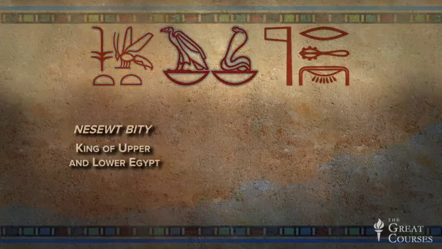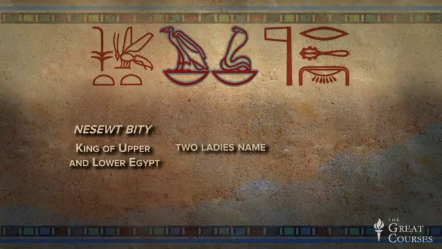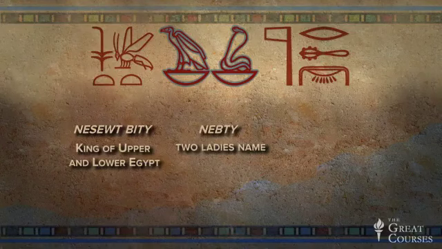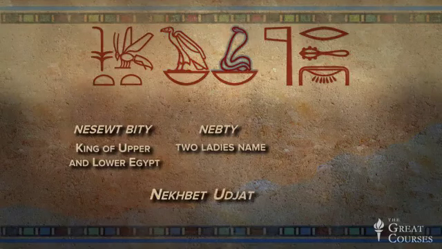Next, we have the vulture and the cobra on Neb signs. They were protective deities of the king and comprise another title. We call this the 2 ladies' name, and it was pronounced Nebti, the dual form of Nebet, lady. The vulture was the goddess Nechbet, and she had a protective function, almost mothering. The cobra was Ujat, and she too was a powerful protectress.